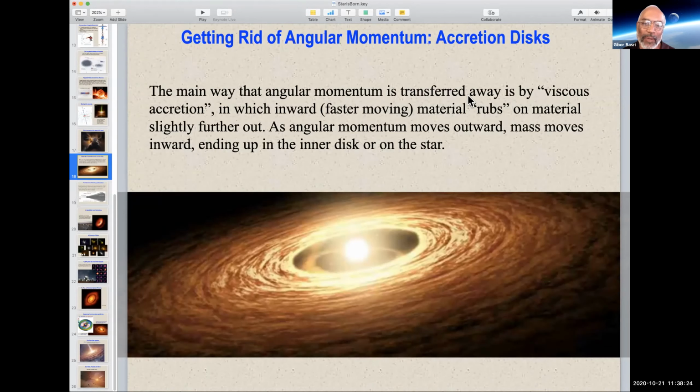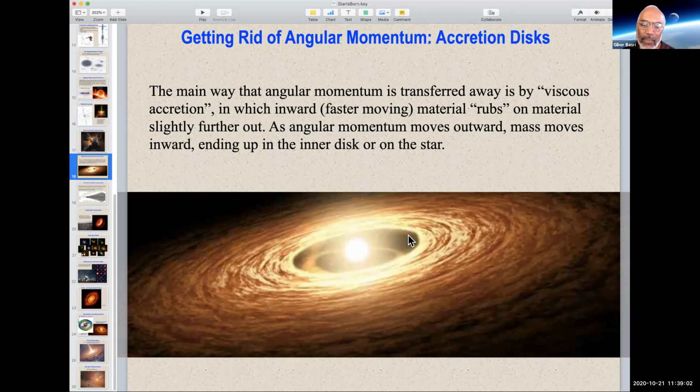The other way that angular momentum is transferred is called viscous accretion. Basically, the closer you are to the central object, the faster the orbit is, right? So Mercury orbits faster than the Earth does. Same with all the disk material. So inward, faster moving material rubs, if you like, on material that's further out that's moving a little bit slower, and they rub together, and basically angular momentum is transferred from the inside to the outside. And if the inner material loses a little angular momentum, it can move a little closer to the central star.